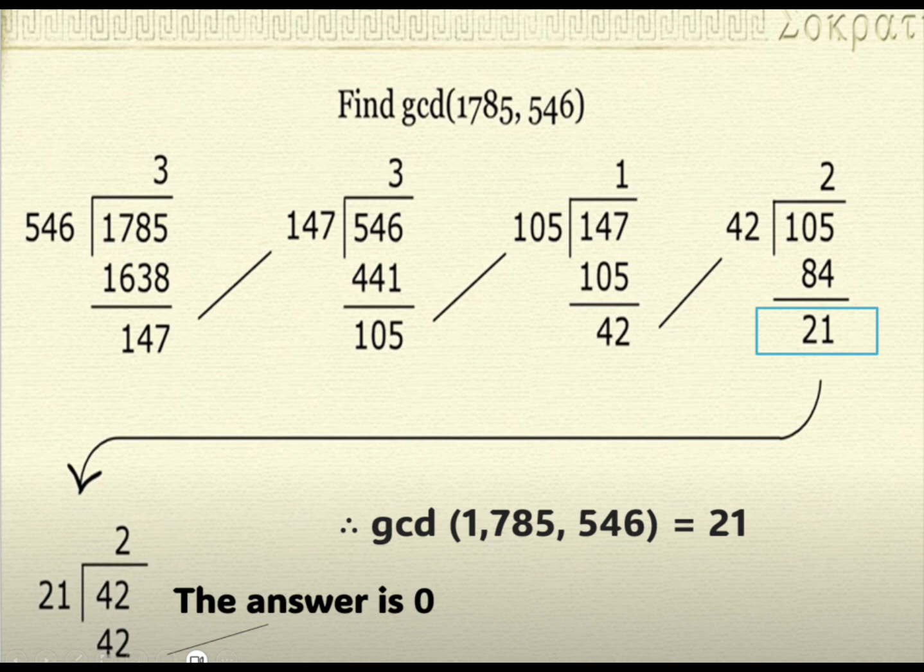This time we use 42 as our dividend and 21 as our divisor. If we solve this one, we get 2 as our quotient and 0 as our remainder. Therefore, our GCD in this one will be 21. Why? Because just like what I mentioned earlier, the remainder should not be 0, so the last nonzero remainder that we have is 21. This will be our greatest common divisor. Alright, so that's the end of the Euclidean algorithm.